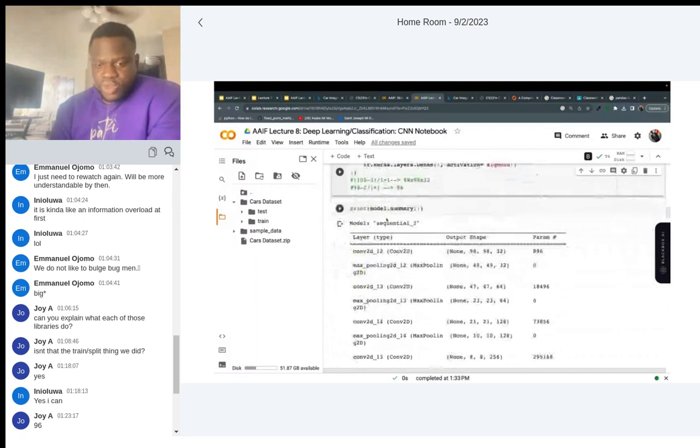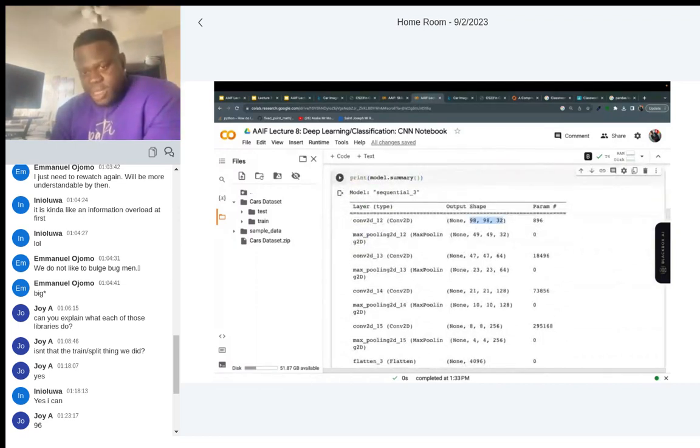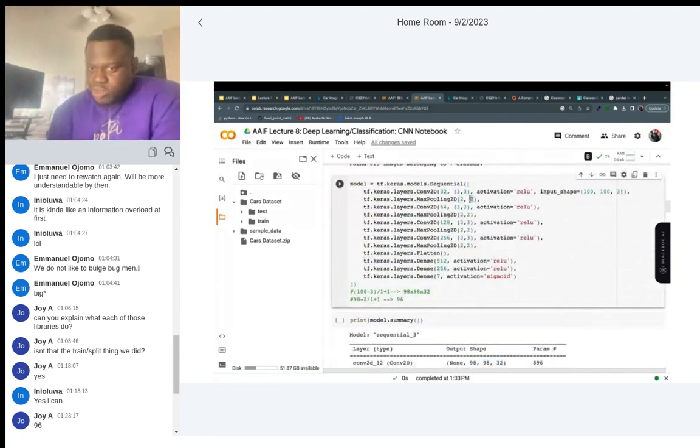Now, once we do that, this is our model summary. Can you see? 98 by 98 by 32. The pooling part, sorry: the 2 means window and the 2 means stride, so it's going to be divided by 2.